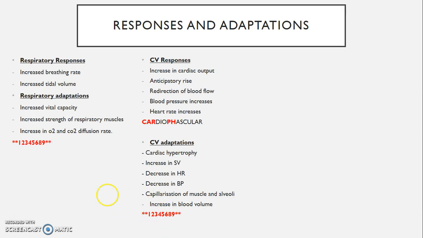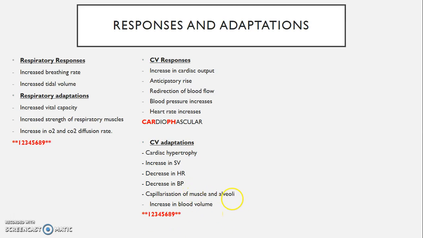Number 9 is dine. You go to a restaurant, they bring you ravioli. When you order ravioli, it comes out, it's too small, you take it back because you want bigger ravioli. Ravioli rhymes with alveoli, bigger alveoli you get. And then increase in blood volume.